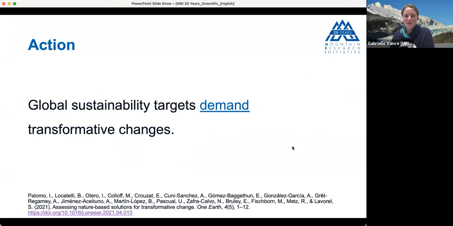So if we use action to overcome these monsters, here is a real positive example from a paper by Ignacio Palomo. And this paper resulted from an MRI-funded synthesis workshop in 2019. And if you're interested to read the entire paper, and for all of these examples today, I've included a citation and a link at the bottom of the slide.